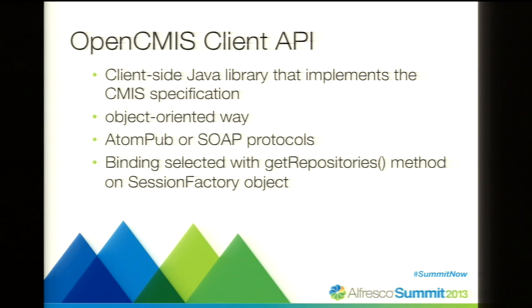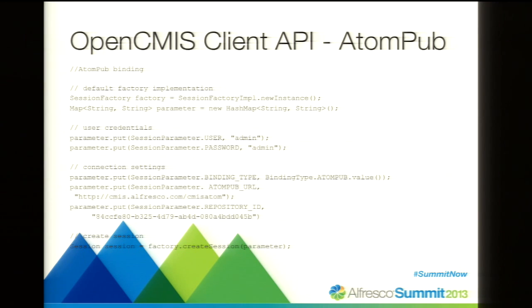OpenCMIS allows us to have two different bindings: the AtomPub binding or the SOAP binding. Another specific point is that there is not only the client API of OpenCMIS, we also have the server API. So if you want to expose your repository using CMIS, you can implement that API and have a CMIS endpoint for your specific service.